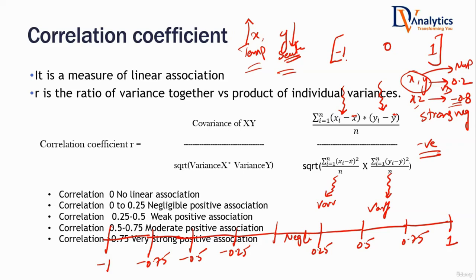Can you please explain this negative point? How can variables be negatively associated? Look at the variables temperature and sweater sales. What happens if the temperature increases? Do sweater sales increase or decrease? Tell me what happens. Decrease, sir.